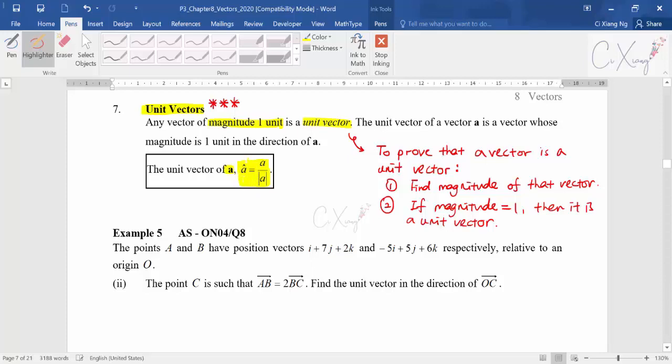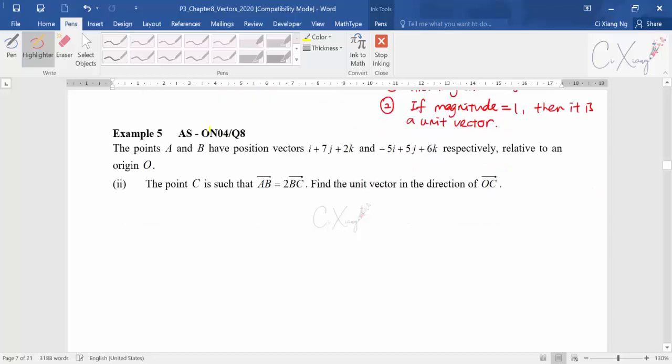Okay. So we will discuss a few examples here and see whether you can understand or not. It is actually a very short part. The idea is you need to know a unit vector is a vector with magnitude equal to 1. That's it. Just that you need to know how to prove it, or how to change a vector into a unit vector. So let's have a look at example 5.